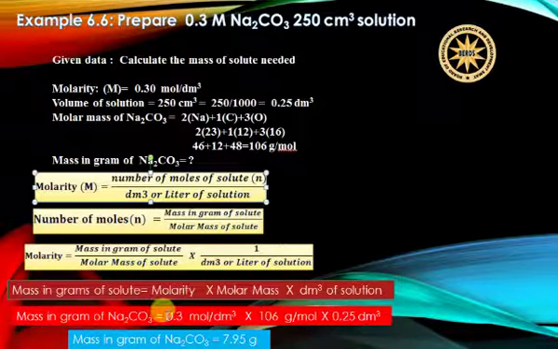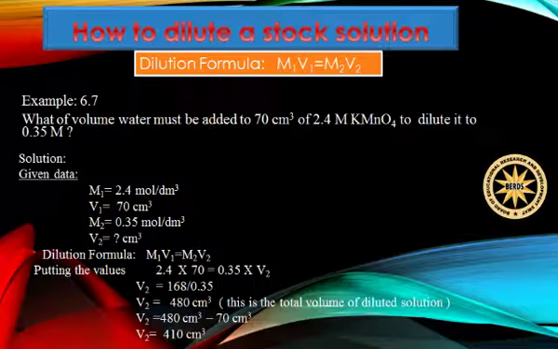So the molarity in the above numerical is 0.3 mole per decimeter cube, and it is multiplied by the molar mass, which is 106 gram per mole, and then the volume of solution in decimeter cube, which is 0.25 decimeter cube. When all of these values are multiplied with each other, it becomes 7.95 grams. So this is the required amount of solute, which is to be dissolved in a little amount of water and then diluted to 0.25 decimeter cube or 250 centimeter cube to make the whole solution.